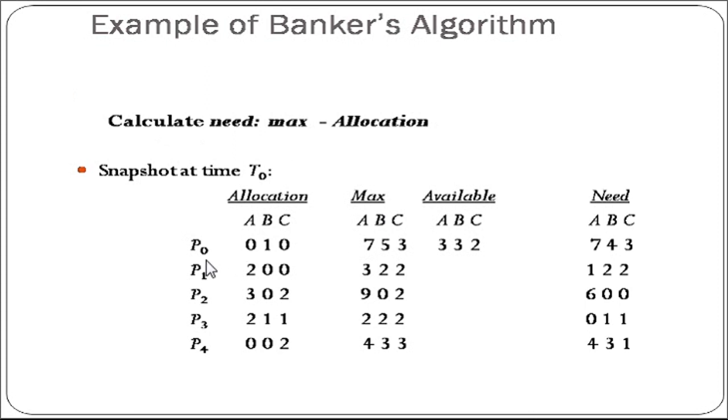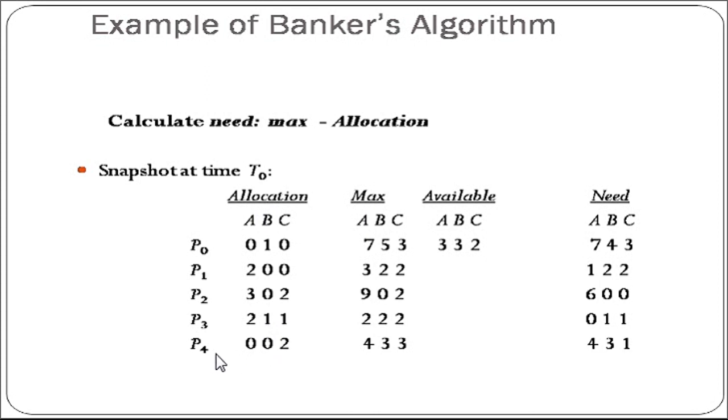For example, for P0 the maximum requirement is 7, 5, 3 and allocation is 0, 1, 0. For calculating the need of P0, we go 7 minus 0, that is 7, then 5 minus 1, that is 4, and 3 minus 0, that is 3. Similarly, calculate for all remaining processes: the maximum requirement of a particular resource type minus the allocation of that resource type to that process.